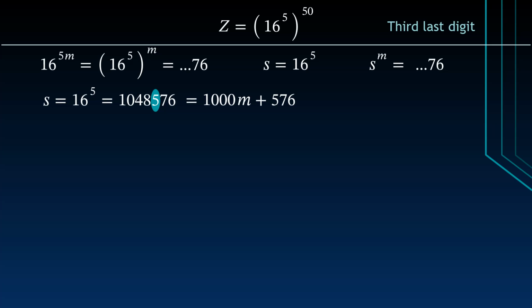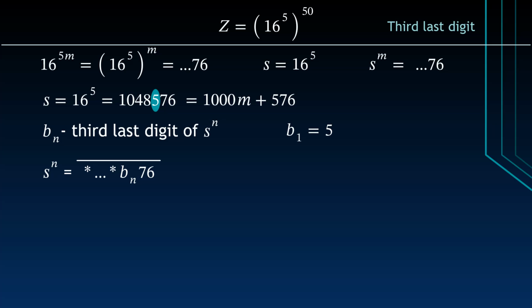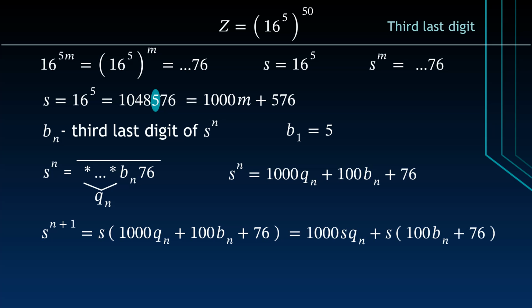Here we apply an approach similar to the one used to find the second last digit. bn is the third last digit of s to the power of n. We already know that b1 is 5, and s to the power of n has bn as the third last digit, followed by 7 and 6. Using qn for the number formed by the starting digits, we can write s to the power of n equals 1000 qn plus 100 bn plus 76. And we multiply by s and distribute.